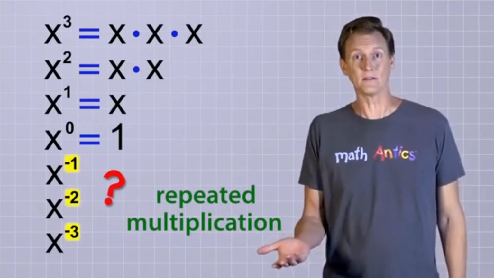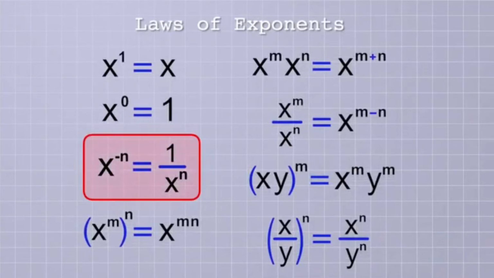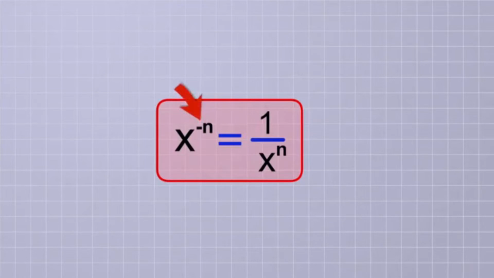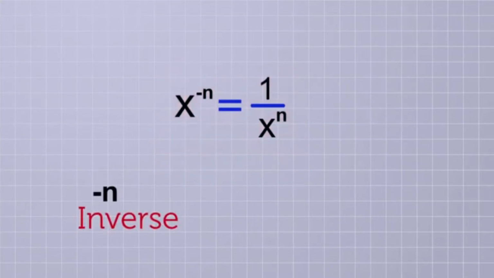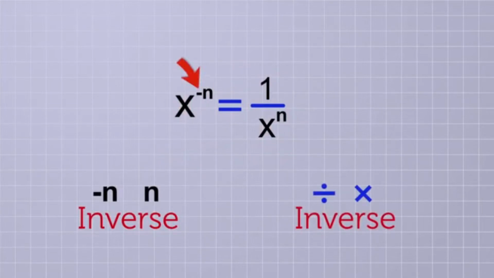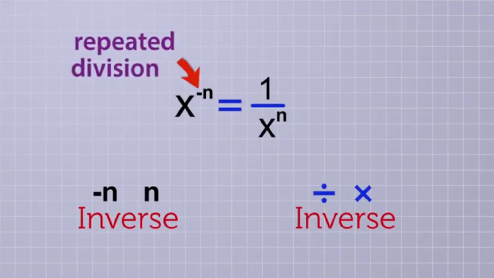Well, you can't. Fortunately, the next law on our list tells us how to interpret a negative exponent. That law says x to the negative nth power equals 1 divided by x to the nth power. And if you think about it, that kind of makes sense. A negative number is the inverse of its positive counterpart. And division is the inverse operation of multiplication, right? So a negative exponent is basically repeated division.